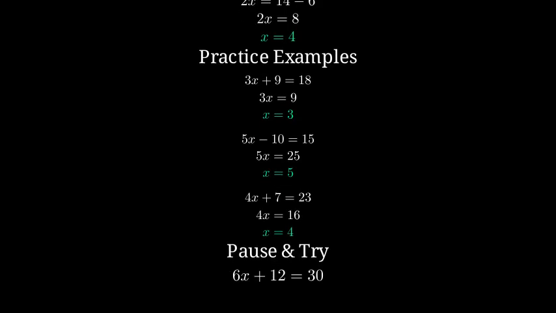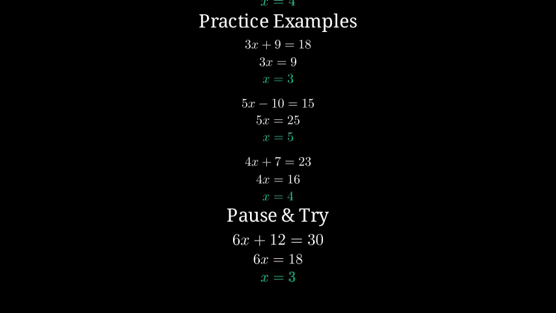Solve this. 6x plus 12 equals 30. Pause the video and try it yourself. Solution. Subtract 12. 6x equals 18. Divide: x equals 3. Did you get it right?